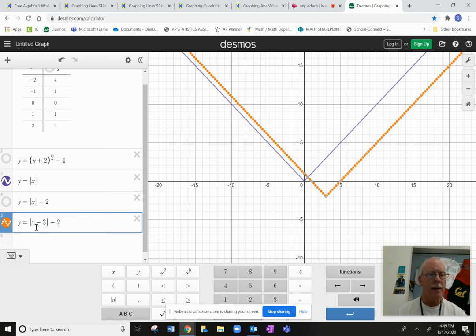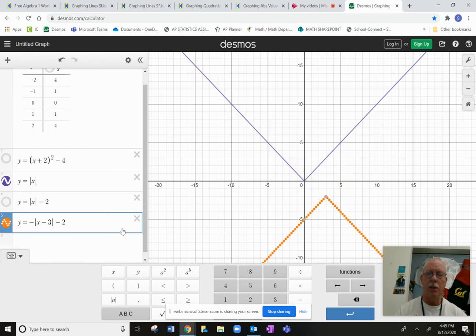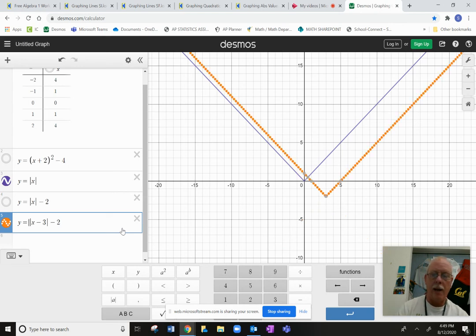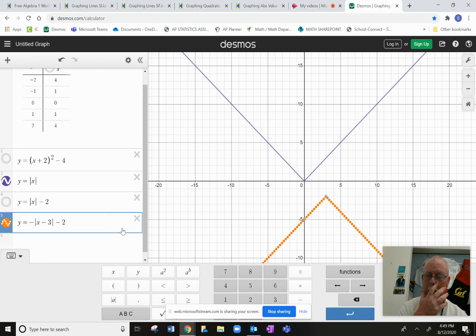One other thing I want to talk to you about is you can, of course, investigate what happens when you put a minus sign in front of an equation. So I'm going to put a minus sign in front of this orange equation, and it's going to flip the same graph upside down, right? So I'm going to take it out, put it in, take it out, put it in, okay? So that's pretty cool to do that.